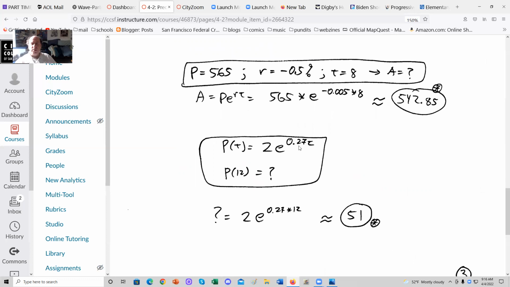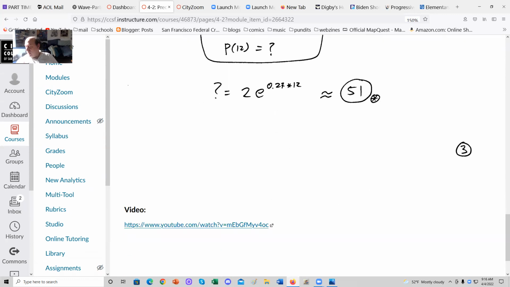Here we have another simple one. P equals 2e to the 0.02t. What's P at 12? That's easy enough. You substitute: 2 times e to the 0.02 times 12. And calculator, after a bit of calculating, gives you about 51 point something. Okay, so there that goes.